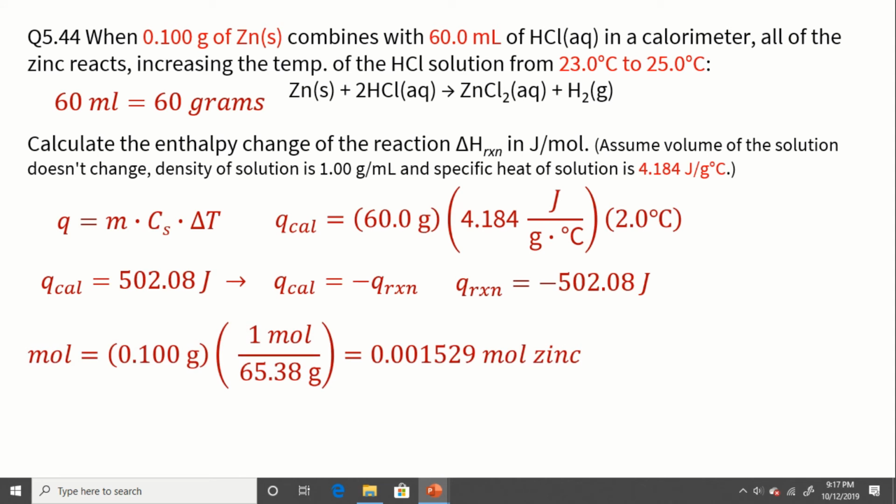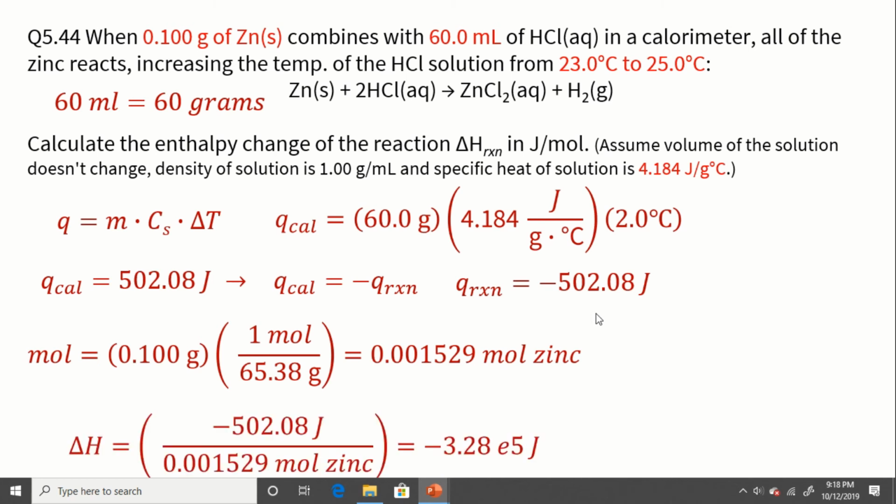I go to the periodic table. The atomic weight of zinc is 65.38, so molar weight of zinc would be 65.38 grams per mole. So approximately 0.001529 moles of zinc.